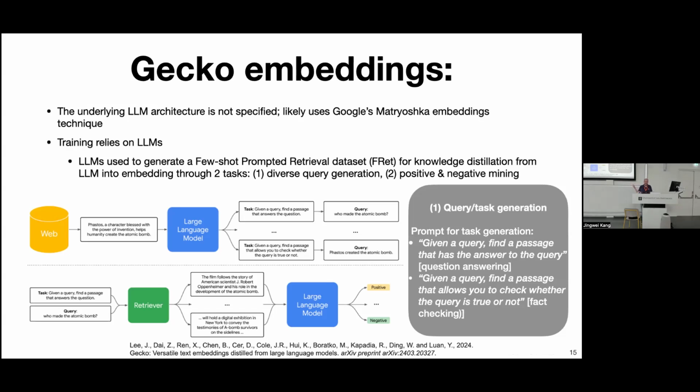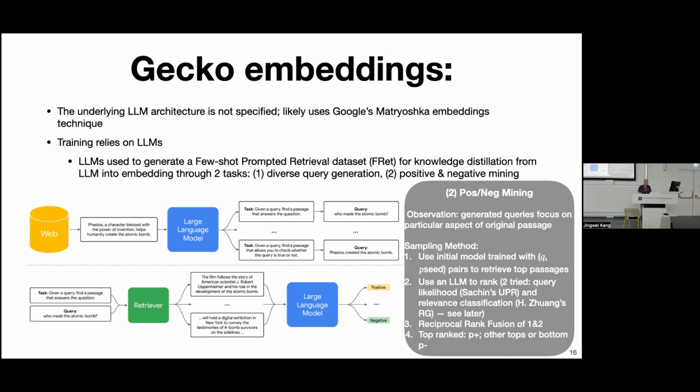For the query task generation, they take a document and give the prompt to the LLM: given this query, find a passage that has the answer to the query. In this way, they do question answering, or given a query, find a passage that allows you to check whether the query is true or not. And so they do fact checking.